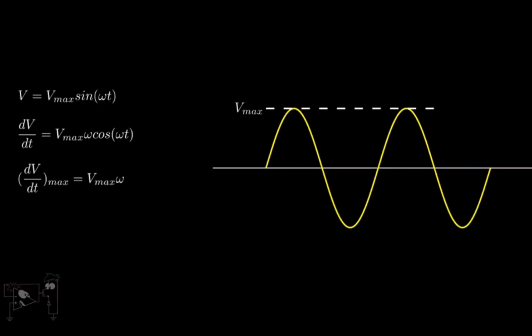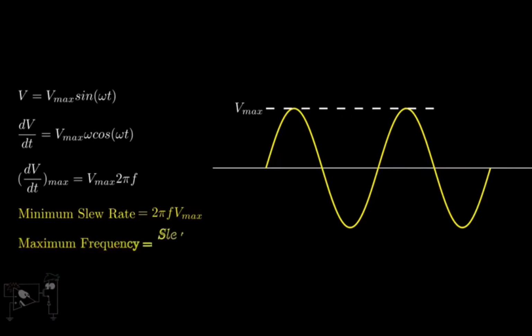Hence, we require an op-amp whose slew rate is greater than or equal to this value. Omega can also be written as 2 pi f. Hence, the minimum slew rate is equal to 2 pi times f times Vmax. Alternatively, the maximum frequency we can give as input to this circuit without distortion is slew rate divided by 2 pi Vmax. If we violate the slew rate condition, we will get an oscillating ramp output instead of a sinusoidal output.